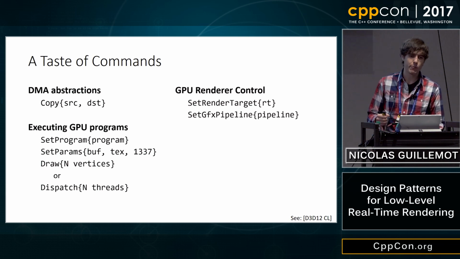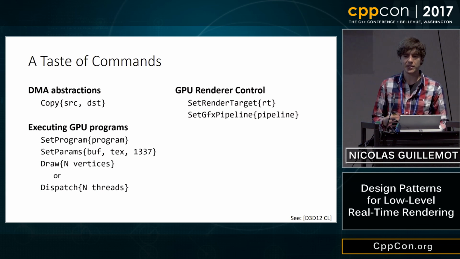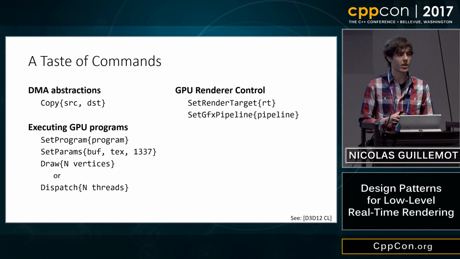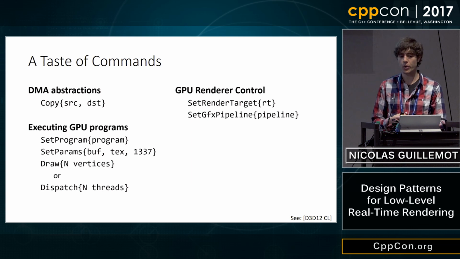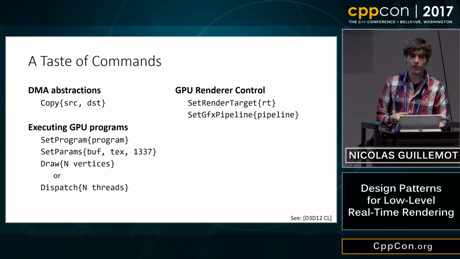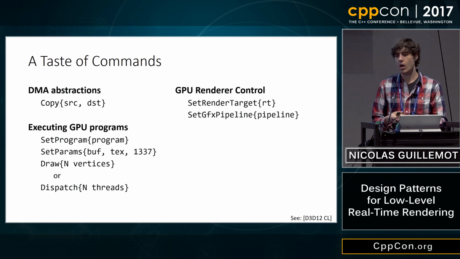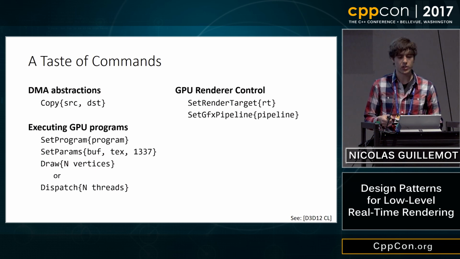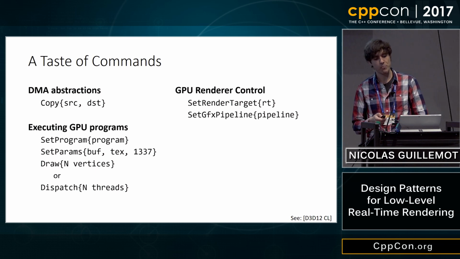GPUs also have built-in hardware support for various kinds of rendering operations. So there are also commands that exist for just controlling how this hardware renderer works. For example, you might have a command that sets the render target, to say where the renderer should be drawing pixels to. You may have a command that allows you to set the graphics pipeline, to configure the way in which the renderer should render triangles, for example. There's a wide variety of configurations possible.